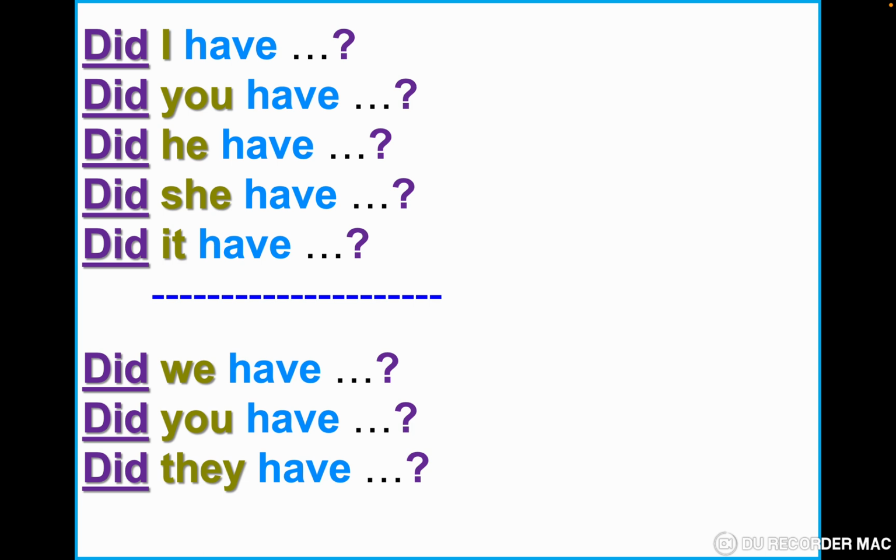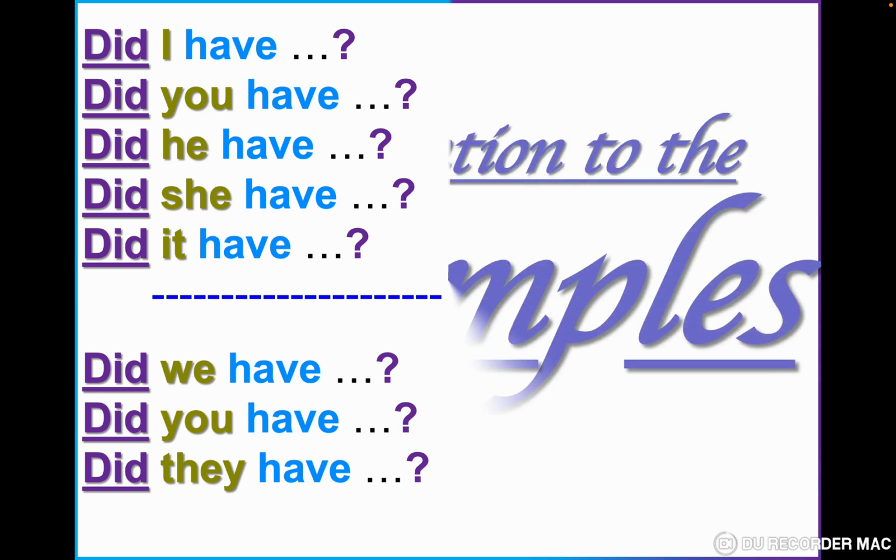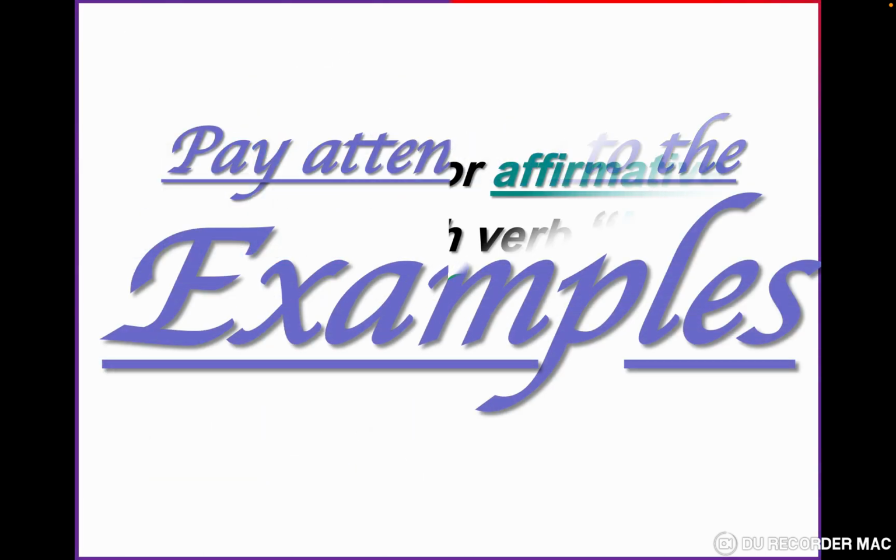But I should tell you that have has many meanings. So if I say I have a car, it means I possess a car, I own a car. But if I say I have breakfast, it means I eat breakfast. If I say I had a good time, it means I spent a good time. So in this lesson, we are going to see many meanings of verb have. Pay attention to the examples.